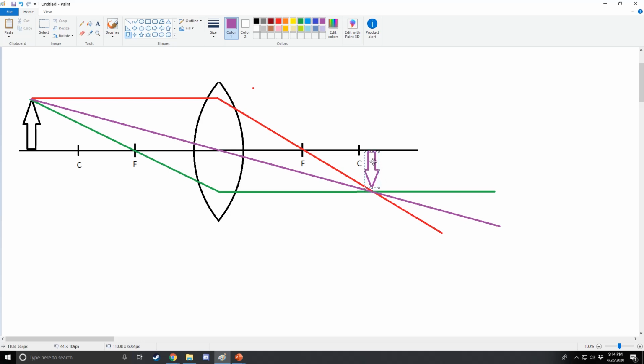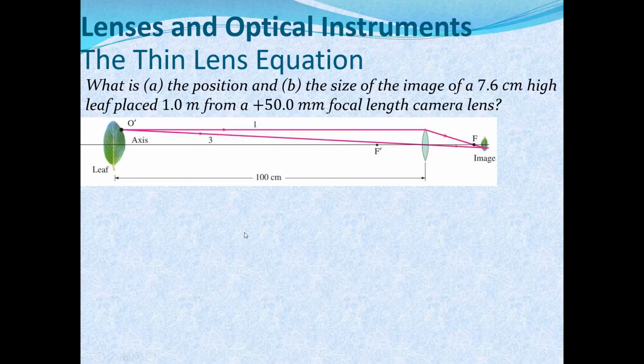So basically, as we probably could have guessed, we should end up getting an image that has a negative height, inverted, and it should have a positive distance. As far as what that distance is, I'm not really too sure. I'm not even going to attempt to guess this time. So to figure out the position and the size, we'll use the equations.